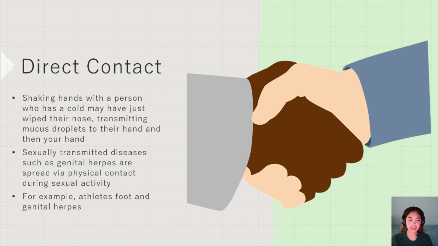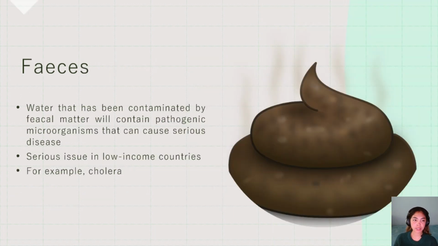Some things that can be transmitted due to direct contact are, of course, athlete's foot and genital herpes. So if you're someone who has genital herpes and then you've had sex with someone, then yes, it can in fact get transferred to the other person that they are engaging in that sexual activity with. Not pleasant.